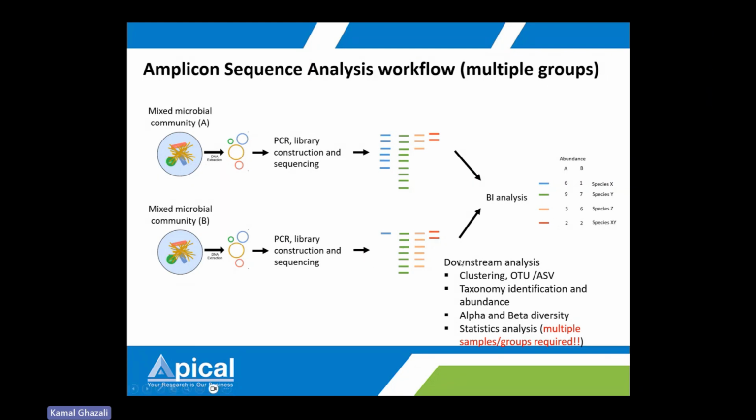Once we have the sequence data for each of these groups of samples, we can combine them during the bioinformatic analysis. In the analysis, apart from the taxonomy identification and abundance information, we can also compare the microbe abundance across all samples. Additionally, we can provide more information such as alpha and beta diversity, statistics analysis, and so on. Just to remind you, for the statistics analysis of multiple samples, we need to have replicates of samples so that we are able to do some of these statistical analyses.